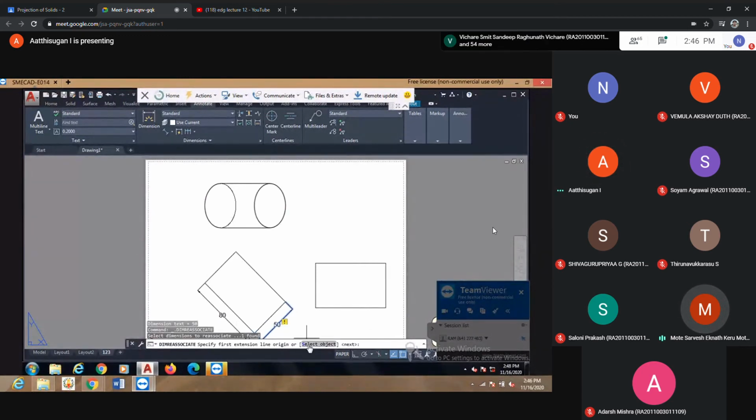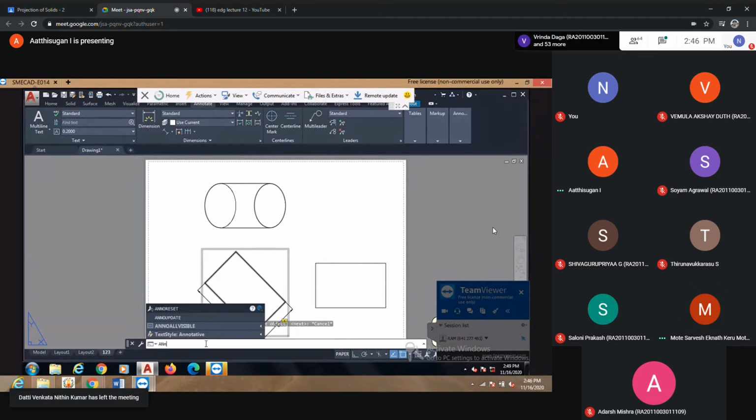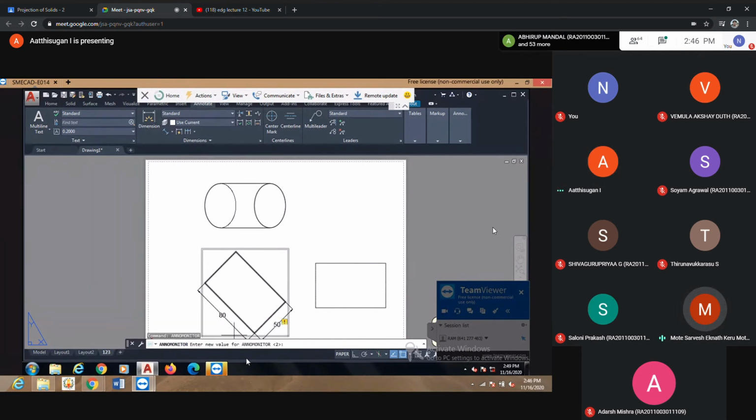Sir, type NO monitor in the command box. NO monitor. Monitor. And click on it, sir, and enter value 0. Sir, in the command box. Yeah.